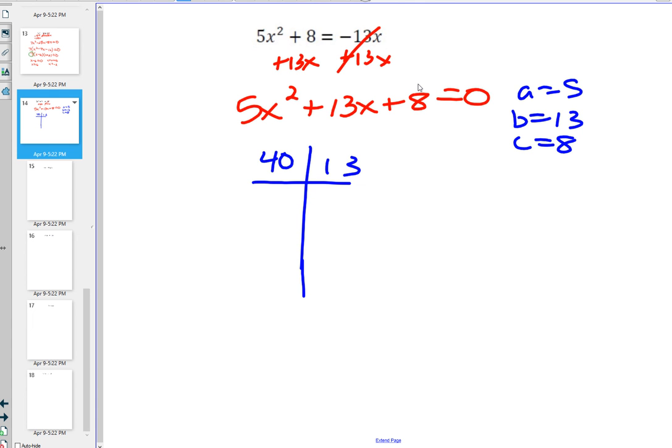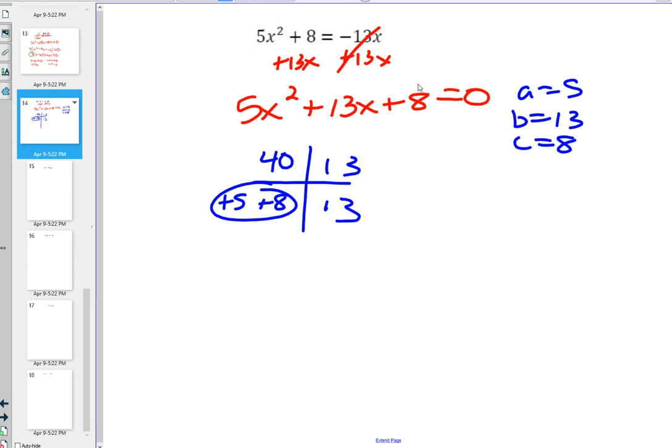Can anybody think off the top of their head of two numbers that multiply to give you 40 and add up to 13? I'll give you a hint. The numbers are already on the board. Multiply to give you 40 and add up to 13. 5 and 8. If everything is positive, I think everything's going to be positive.